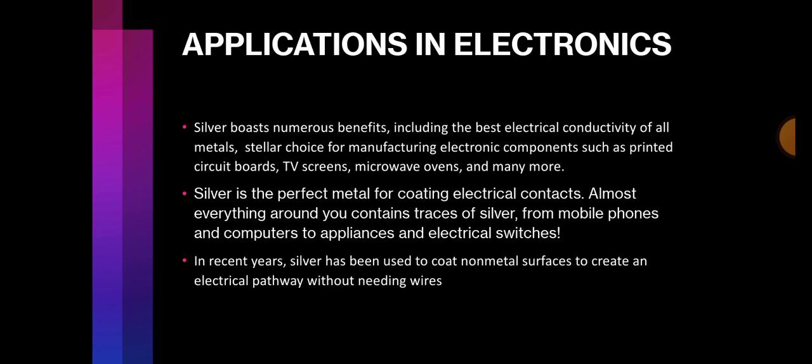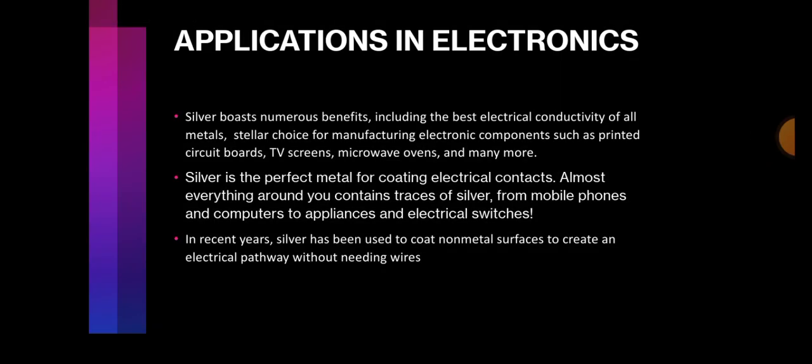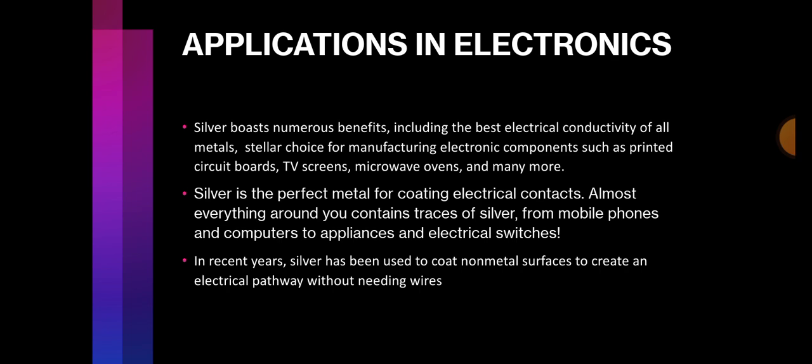Applications in electronics. Silver boasts numerous benefits, including the best electrical conductivity of all metals, making it a stellar choice for manufacturing electronic components such as printed circuit boards, TV screens, microwave ovens, and many more. Silver is a perfect metal for coating electric contacts. Almost everything around us contains traces of silver: computers, appliances, and electrical switches. In recent years, silver has been used to coat nanomaterial surfaces to contain an electrical pathway without needing wires.